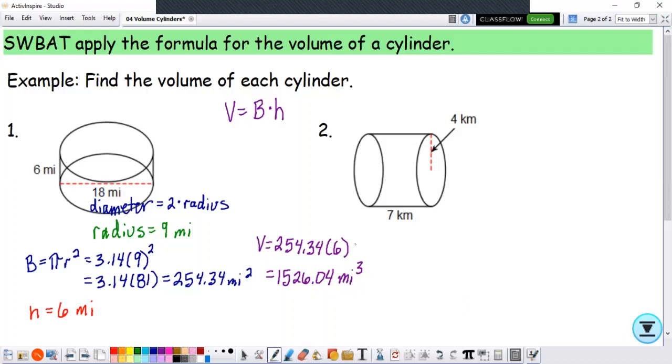On the second one, we're given the radius, and even though it's on its side, we would consider the 7 to be the height. It's the distance between the bases. So let's start with the area of the base, pi r squared, 3.14 times 4 squared, which is 3.14 times 16, is 50.24 kilometers squared.